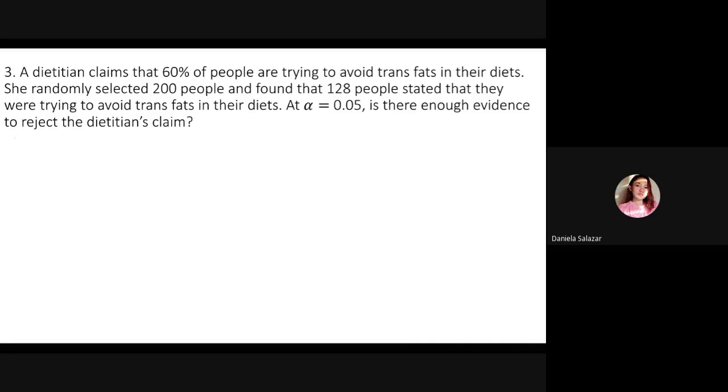So again, let's list down the given. So this 60%, is it population proportion or sample proportion? Population proportion, correct, Joy. That's population proportion, 60% converted to decimal, that's 0.6. The sample proportion is this one, 128 over 200. When you divide 128 over 200, that will give us 0.64.